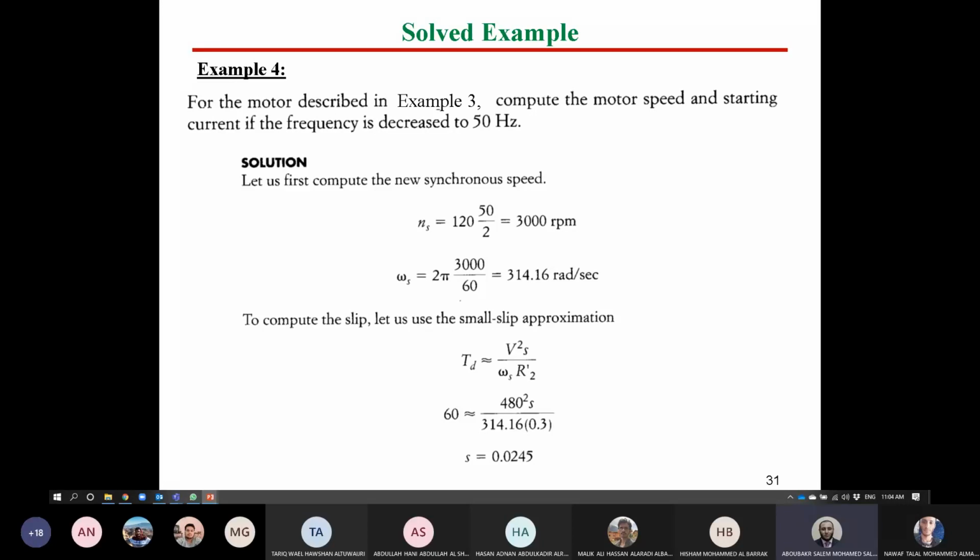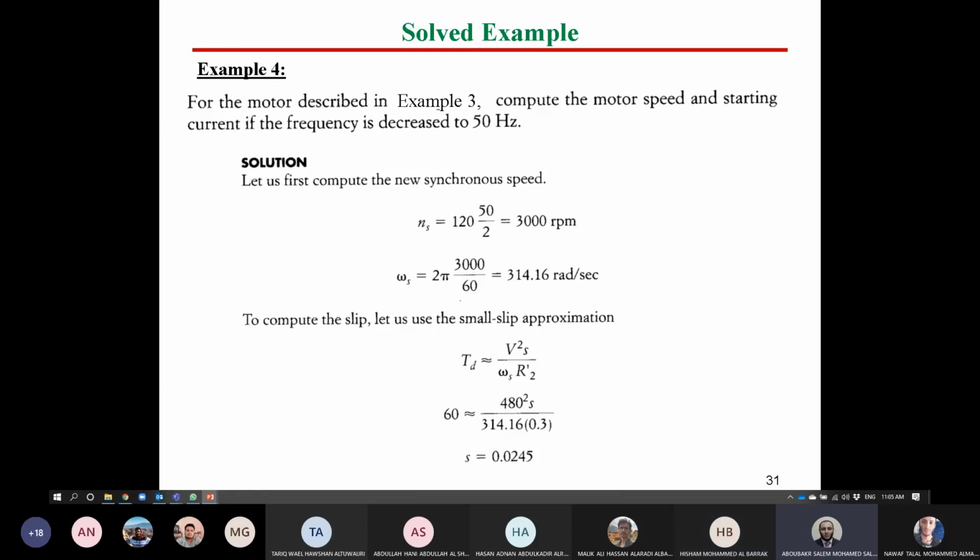Now, we need to compute the motor speed and starting current if the frequency is decreased to 50 Hertz. Did we solve this example, Shabab? No, we did not. Okay.